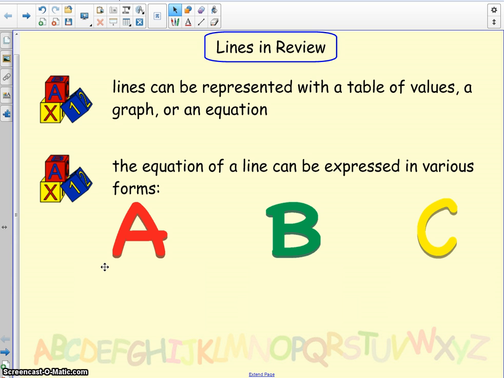You're going to spend some time here going over most of the stuff you did last year with lines in grade 9. So for starters, the first thing to remember here is that there's a lot of ways you can represent lines, generally with tables of values, graphs, or equations. Just for an example of that, we can take a look over here.